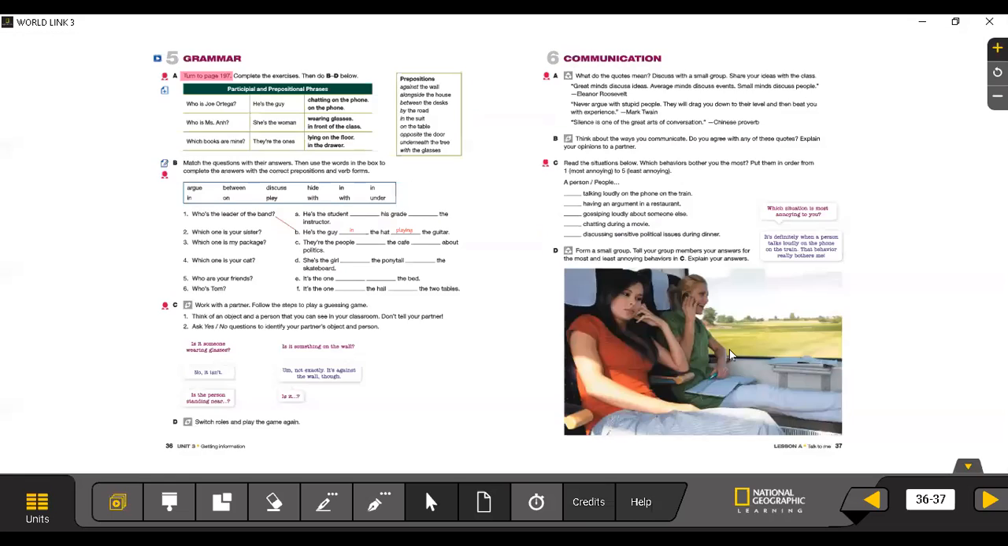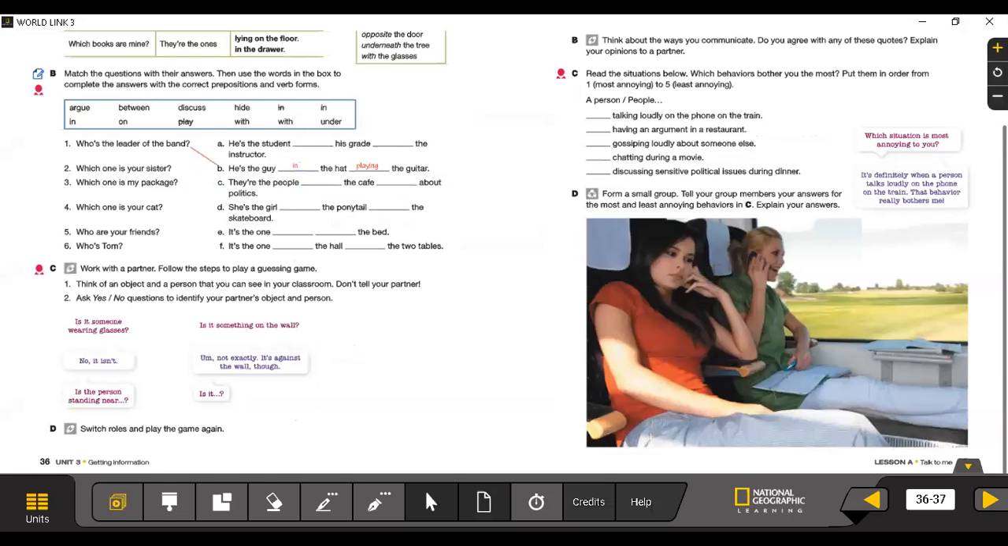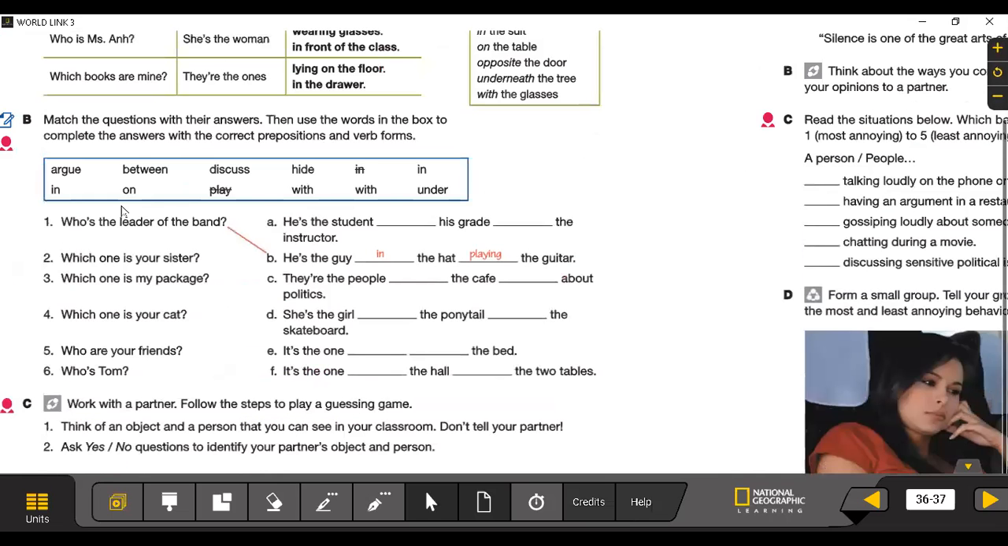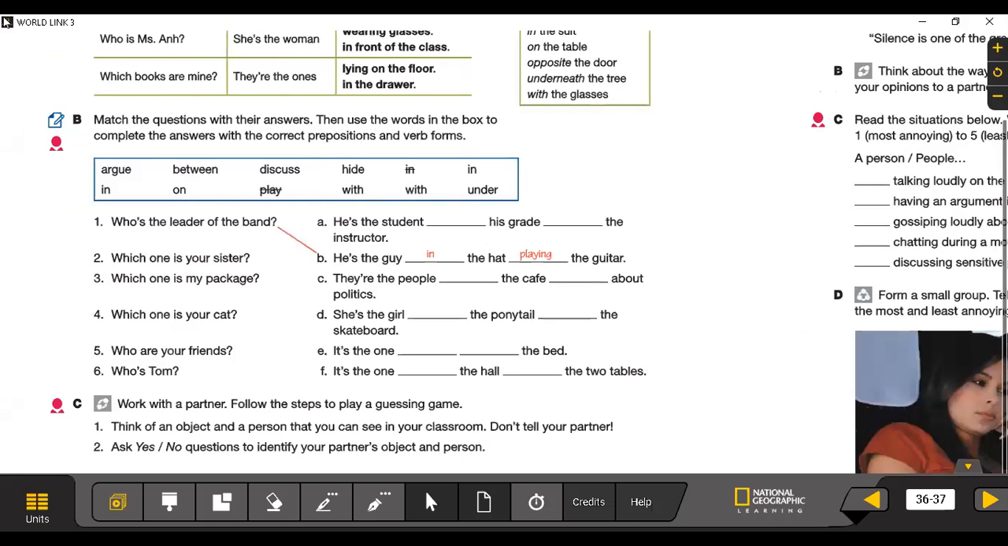Now let's continue with some exercises to practice. Look at exercise B. It says match the questions with their answers. Then use the words that are here to complete the phrases or the answers. So you have to add here the correct words or prepositions and also verb forms. So let's get started. Let's do this part, my friends. You have 3 minutes to do it. So go ahead.